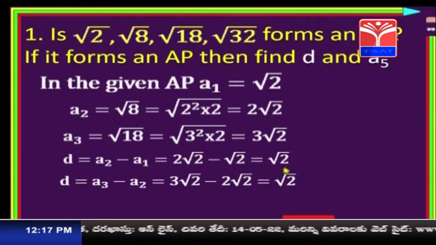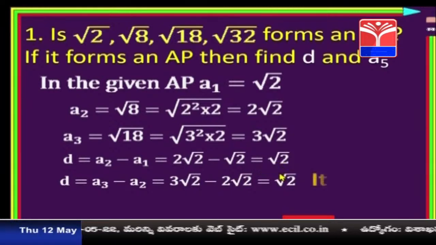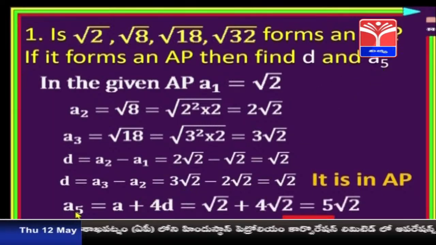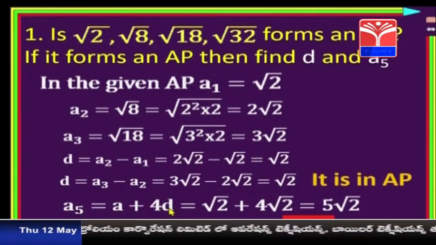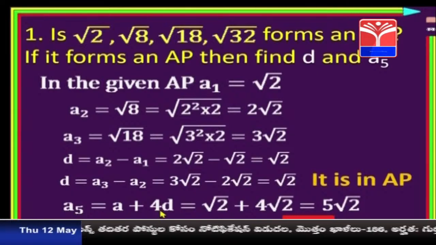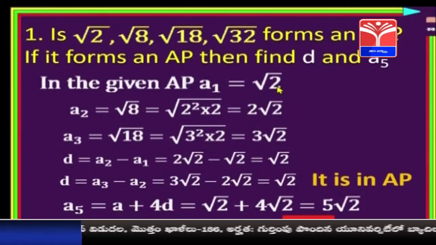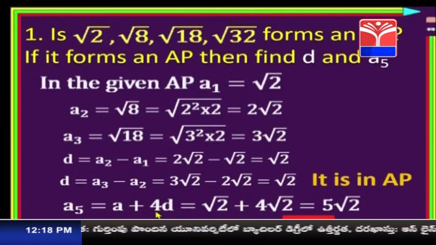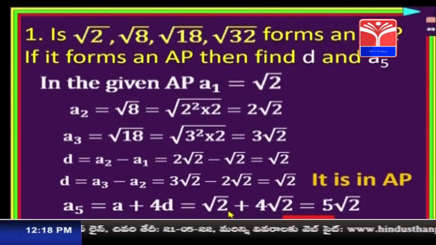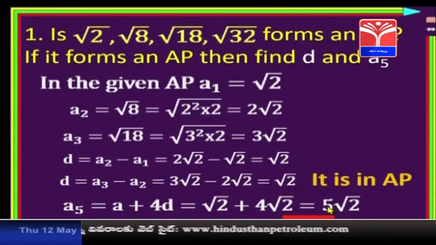Just now we have seen how to find the common difference: it is root 2. How can we find the 5th term? Using A_n is equal to A plus (n minus 1) into D, we get A5 is equal to A plus 4D. The first term A is root 2, so substituting, A5 is root 2 plus 4 into root 2. The sum of root 2 and 4 root 2 is 5 root 2. So the 5th term is 5 root 2. Like this we can find any term, even the 100th term.